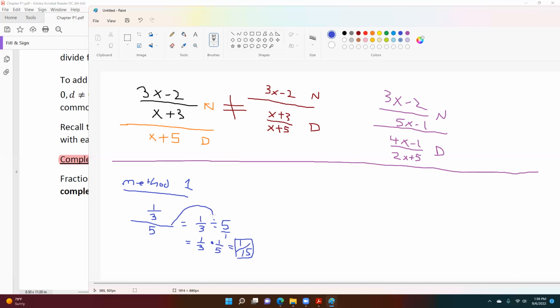So this is how we simplify a complex fraction: we take that long division sign and put it as a divide. And then the one in the denominator, you just put it next to it. Then you change the division sign to become a multiplication sign, and then you flip it.